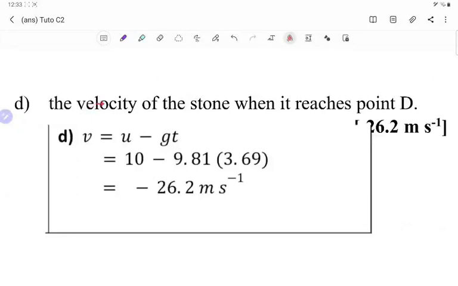Okay, so the velocity of the stone when it reaches point D. So point D is the lowest point on the ground. U is 10, G is 9.81, T is the total time travel from A to D. So you will get negative because it's going downwards.